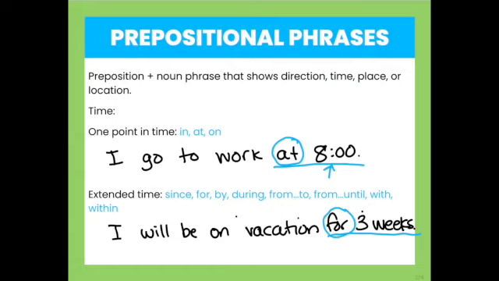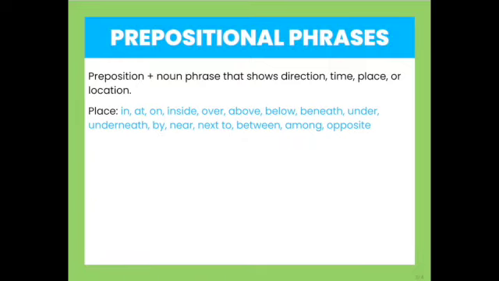Now let's take a look at prepositions that show place. So we can use prepositions like in, at, or on to show a precise spot where we're referring to. We can also show this with words like inside, over, above, below, beneath, between, next to, and that sort of thing. So let's take a look at the sentence.